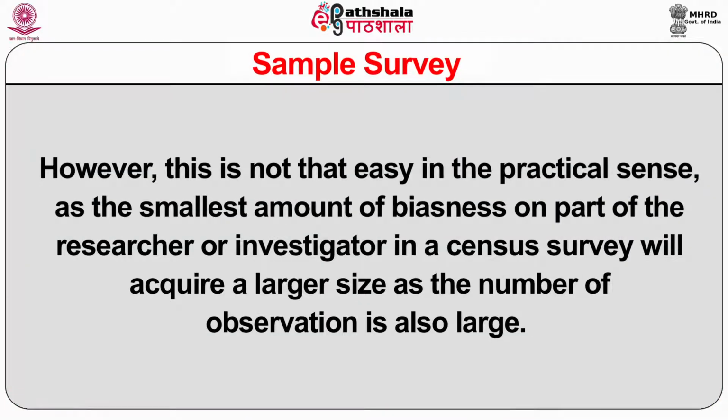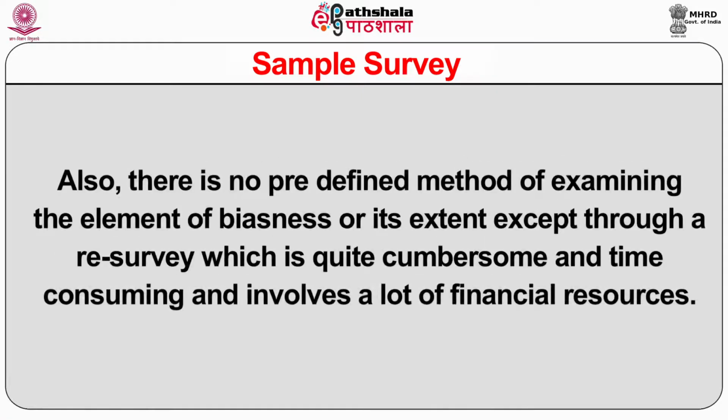In case of a census survey, it is generally presumed that when all items of the population have been included, there is no chance of anything left and the highest level of accuracy can be achieved. However, this is not that easy in the practical sense, as the smallest amount of bias on the part of the researcher or investigator in a census survey will acquire a larger size as the number of observations is also large. Also, there is no predefined method of examining the element of bias or its extent except through a resurvey, which is quite cumbersome and time consuming and also involves a lot of financial resources.